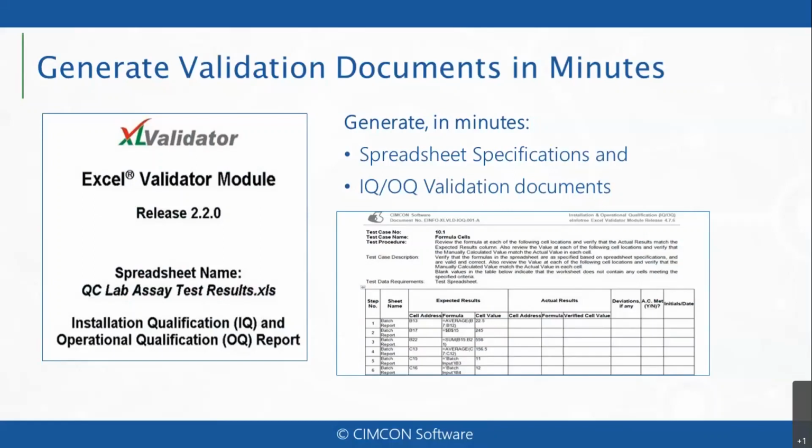The third value add is that the application has the ability to generate spreadsheet specification documentation and IQ/OQ validation documents. And these are both performed based on the fact that there are templates built into XLValidator for each of these. As you need to export and extrapolate data from your spreadsheet, you can do that automatically, putting it directly into these pre-formatted documents from which you can do your final checks and review and confirm. So those are the three individual value adds when it comes to XLValidator.